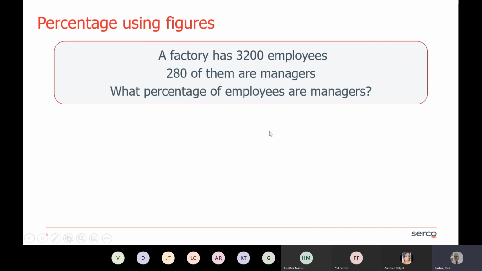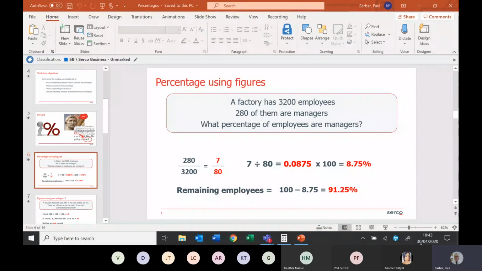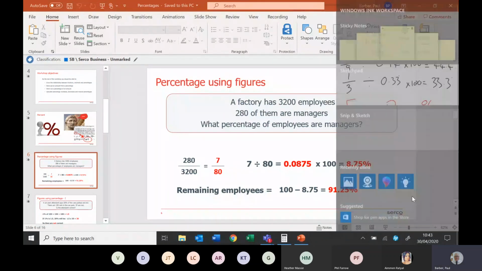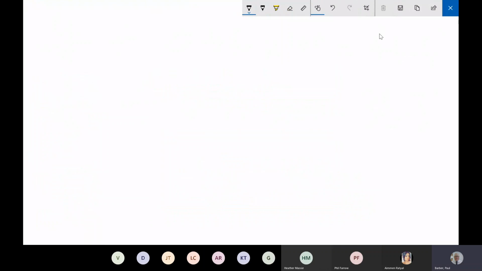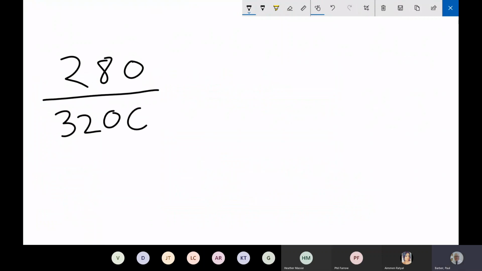So again, if I go back to the whiteboard, I have got the answers on the PowerPoint afterwards when we send it out, but I am going to work through it on this whiteboard. So we had 280 people who were managers out of a total of 3,200. So we could write that as a fraction, 280 out of 3,200.